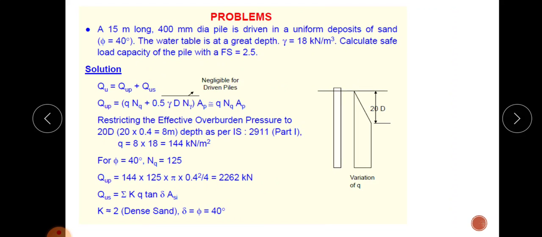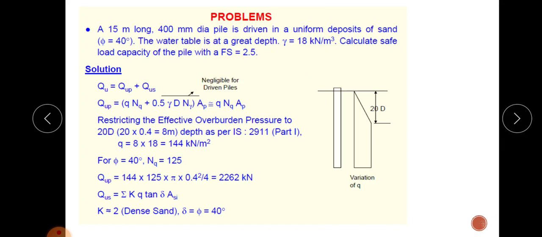So next problem, same problem. Here the difference is that it is resting on sand. A 15 meter long, 400 mm diameter pile is driven in a uniform deposit of sand. Phi is equal to 40 degrees. The water table is at a greater depth. Unit weight is 18 kilonewton per meter cube. Calculate the safe load capacity of the pile with a factor of safety of 2.5.